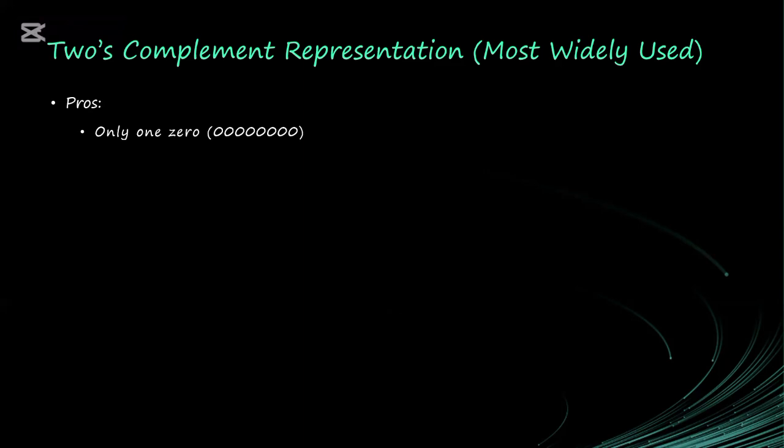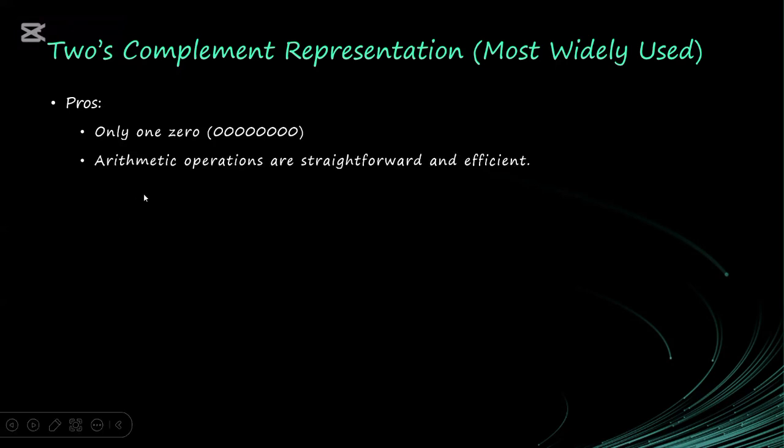I have a table that I'm going to show you all these things in a minute. So in 1's complement, we have 2 zeros. But in 2's complement, we only have 1 zero. Arithmetic operations are straightforward and efficient. You can see what we just did: -2 + 2 gave us 0. That's the right answer. And it supports easy overflow detection. We'll talk about overflow in the next section.